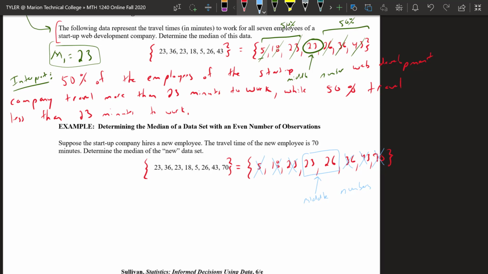When that happens, what you do is average those two middle numbers. So the median in this case, I'm going to use M sub 2, is equal to 23 plus 26 divided by 2, which is 49 divided by 2, which is 24.5. You could interpret that if you wanted, and you would have a similar interpretation, just a different value for the median. So instead of 23, you'd write 24.5.